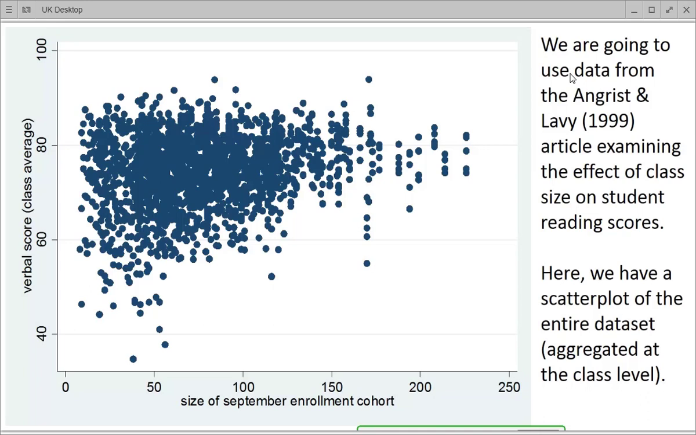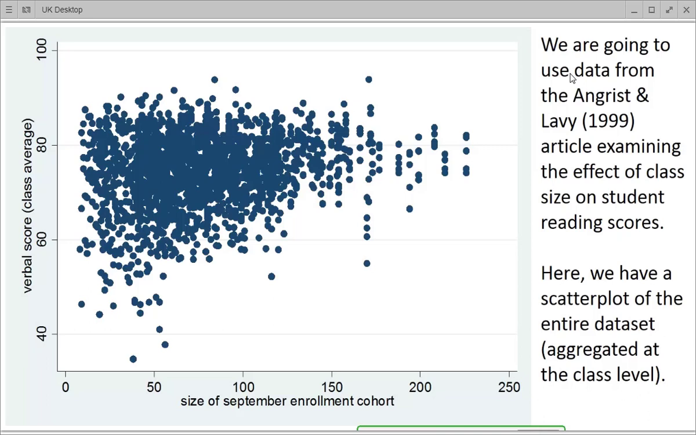Along your y-axis here, you have a verbal test score. We don't really care about what the scale is at this point. Sorry, psychometricians in the room. On the x-axis, we have the size of the September enrollment cohort, so how many students are entering a certain grade in an entire school. So everything here is aggregated at the class level.